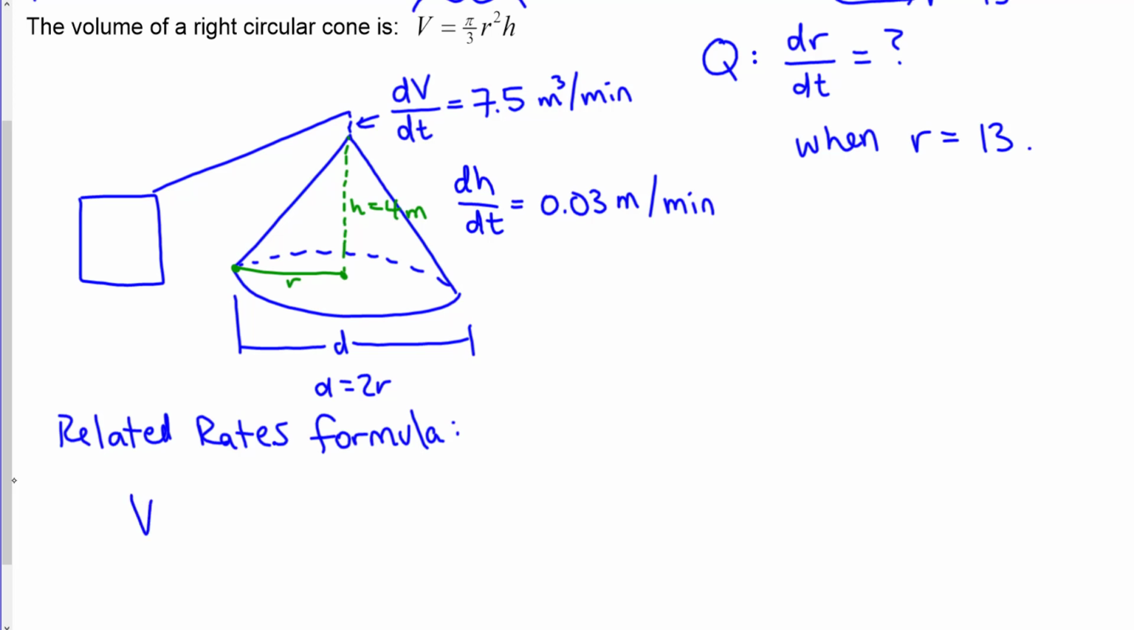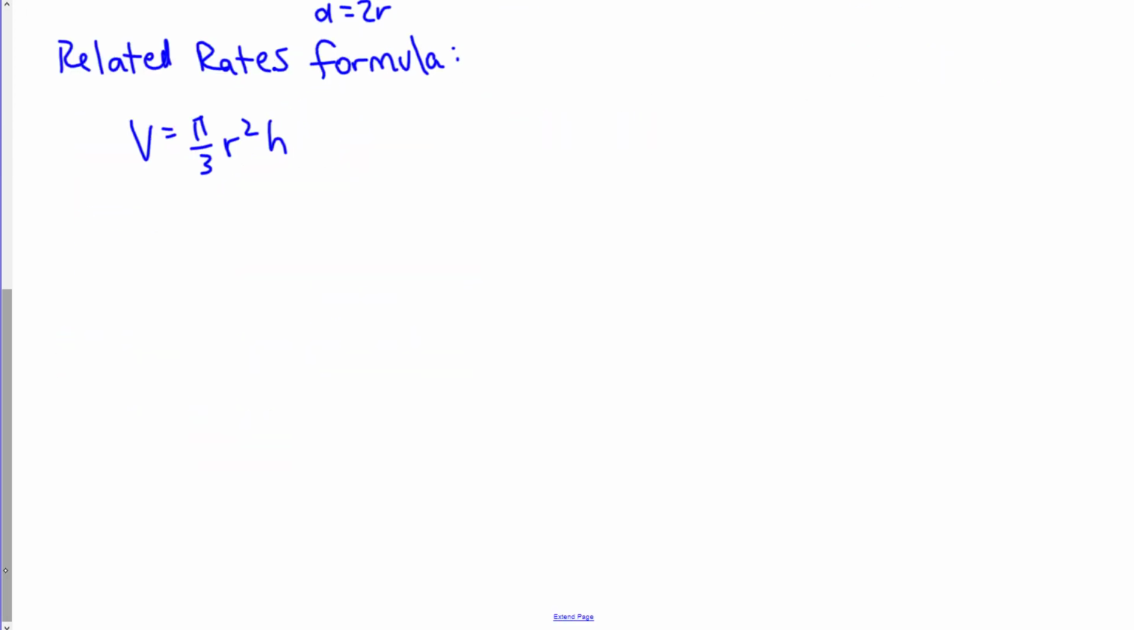we have V equals pi over 3 r squared h. All right, to make that a related rates formula, we need to differentiate both sides of this with respect to t. And in doing so, we're going to use, again, implicit differentiation with respect to a third variable. And that third variable is t for time in this case.